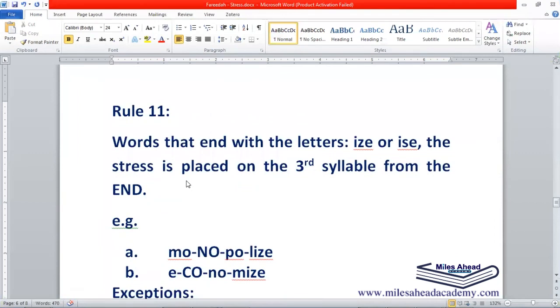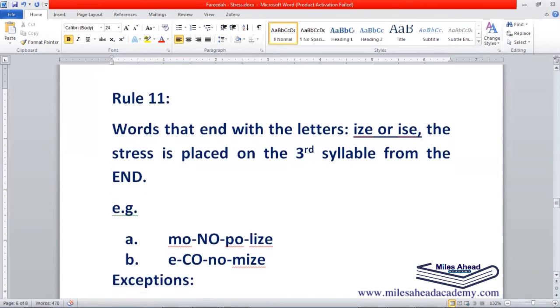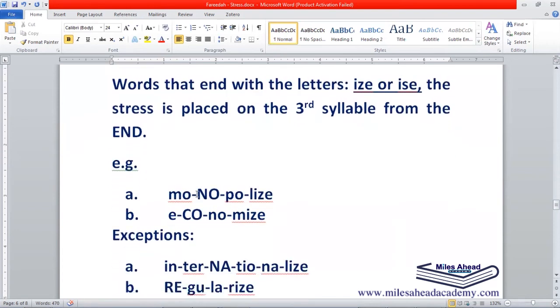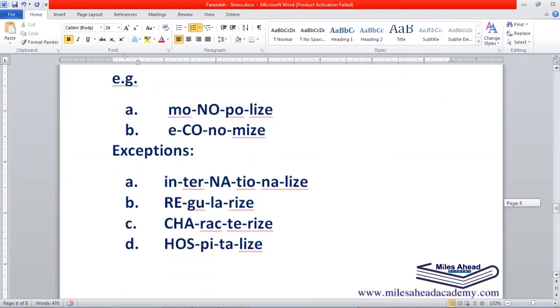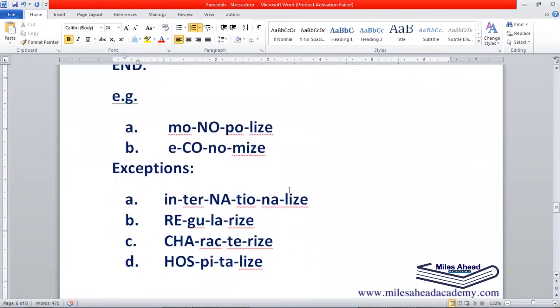Rule 11, words that end with the letters IZE or ISE. The stress is placed on the third syllable, just like the Y sound, okay? From the end. For example, monopolize, okay? Monopolize, so you just count 1, 2, 3. Economize, 1, 2, 3. Now look at the exceptions. There's a third from the end. Here it says 1, 2, 3, 4. Why did I stress it here? Because of the sh sound, not schwa.